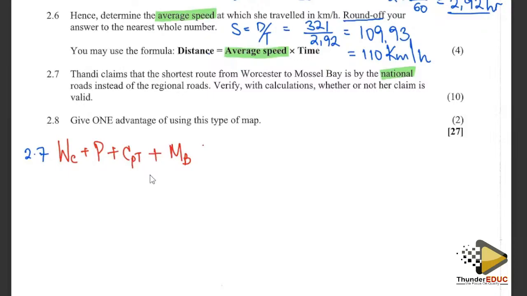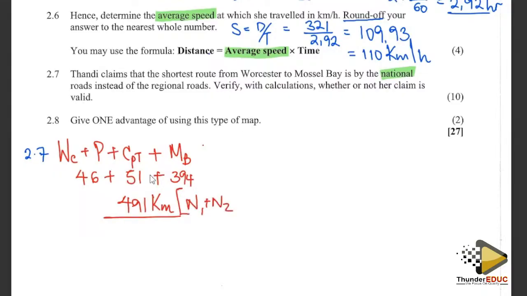But then the distance we found out, between these two towns, it was 46. The other town, Pearl to Cape Town, 51. And then on N2 we have 394. At the end of it all, we have moved. Remember, this is on the national N1 and N2.